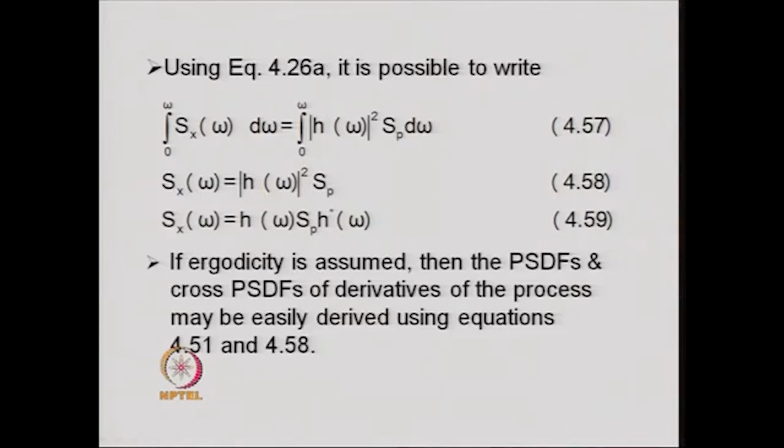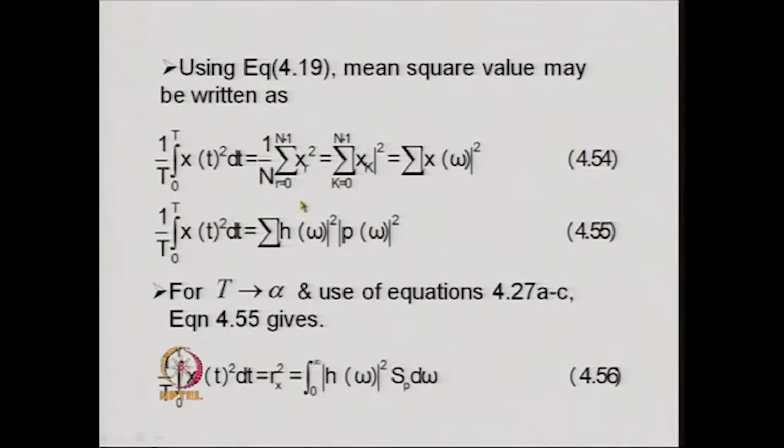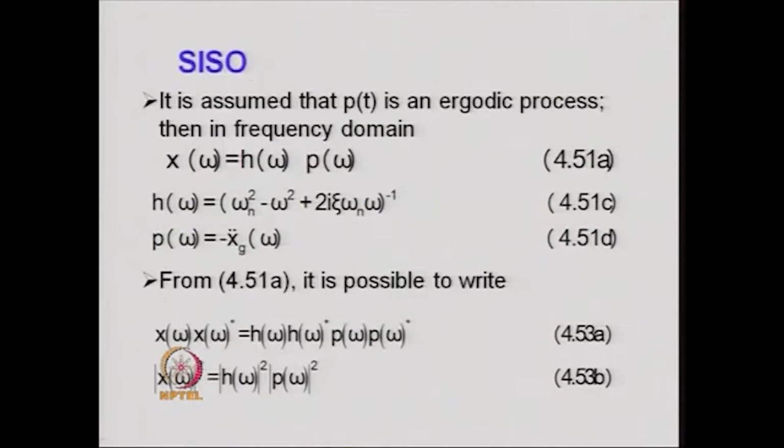Now, this derivation that you have obtained was apparent from this equation itself. In this equation, we see that two random processes, that is x omega is a random process, p omega is a random process. This is an input and this is an output.